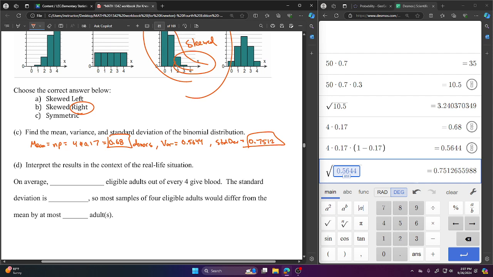All right, so we're going to use these numbers. You're all going to help me. What goes in this box? It says on average what? The 0.68. That's my average. That's my mean. Eligible adults every 4 give blood. A standard deviation of? Yep, 0.75. Excellent. Of most samples of the 4 would differ by at most. It's the same number. That differ part just means standard deviation again.